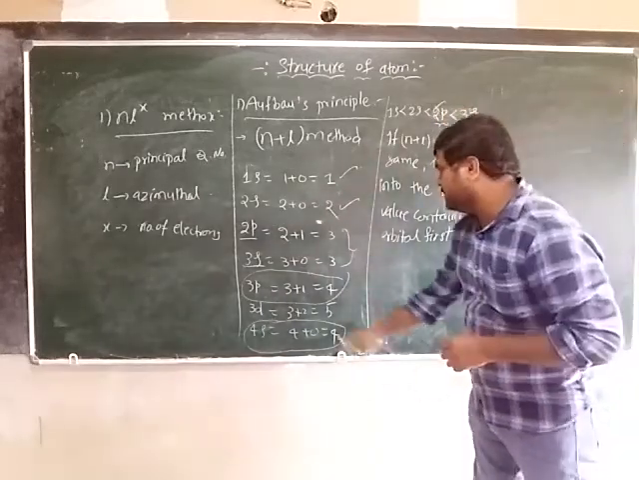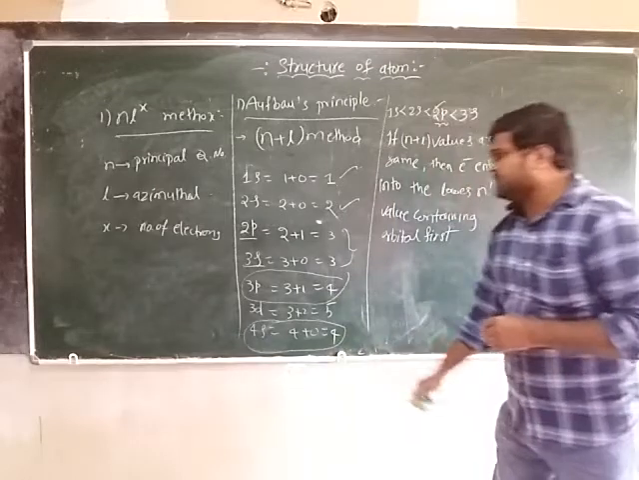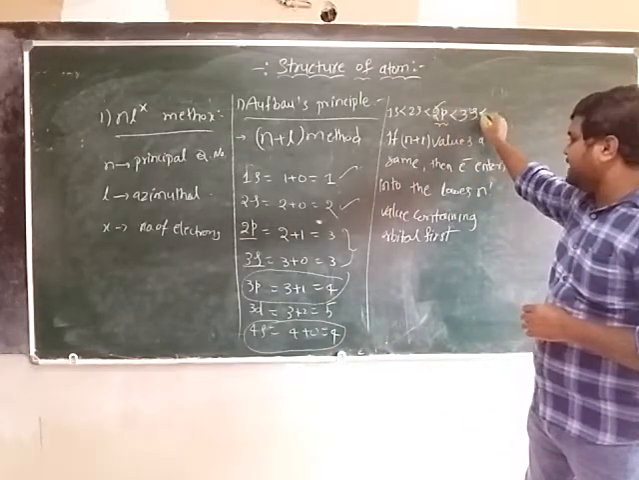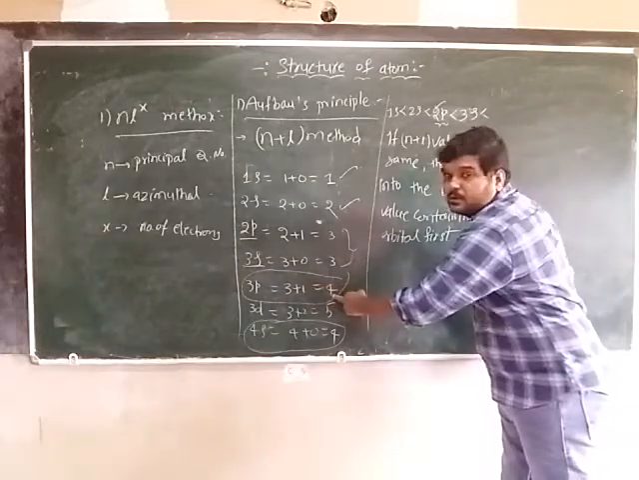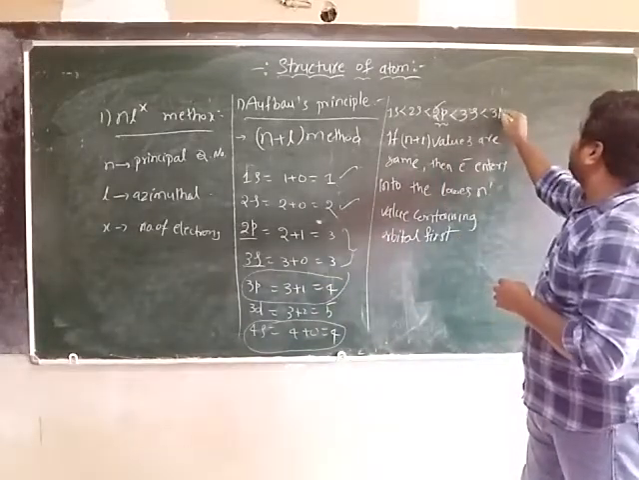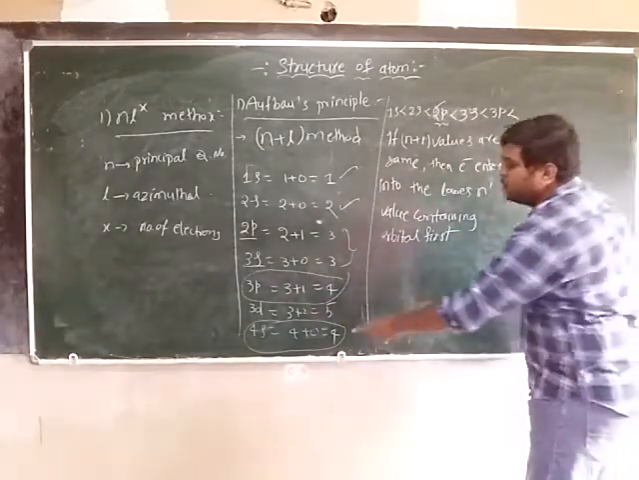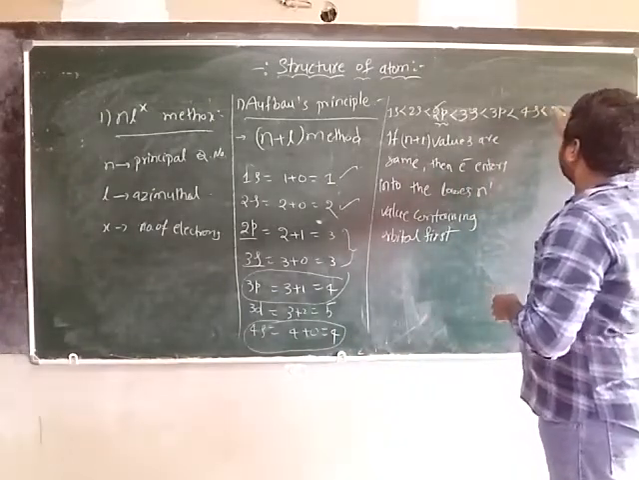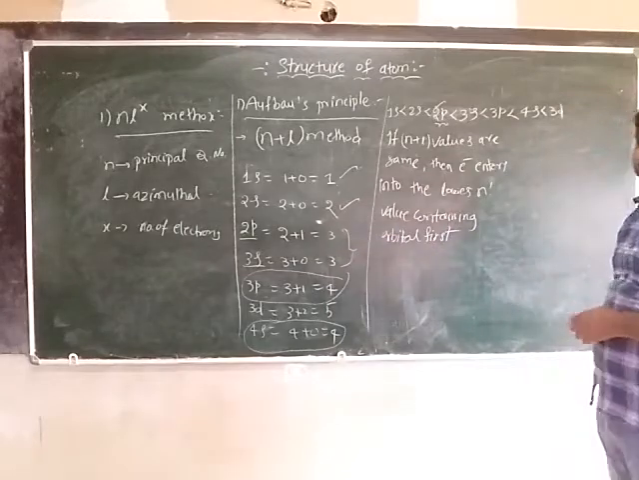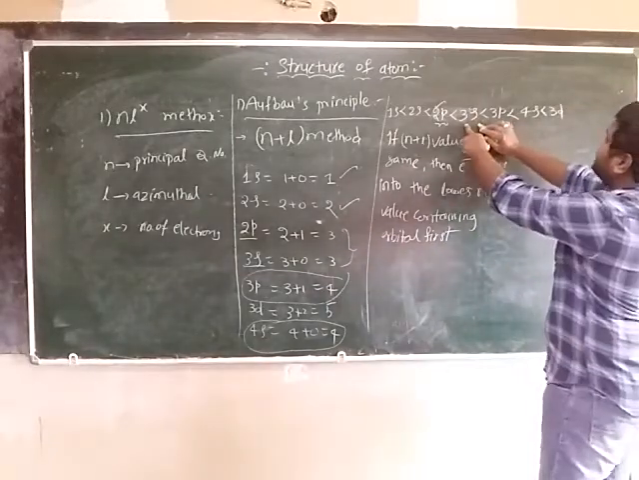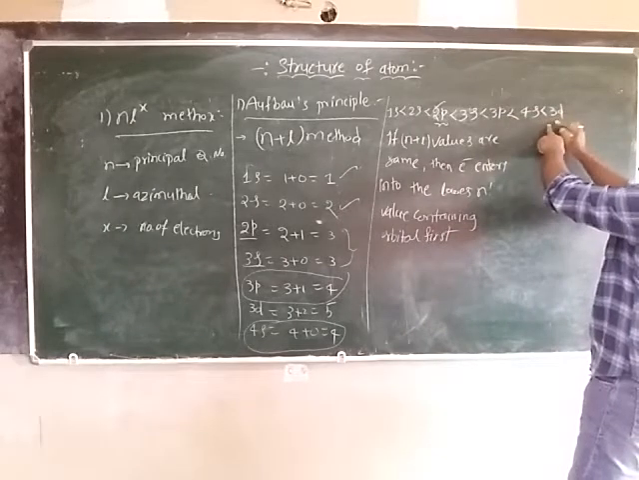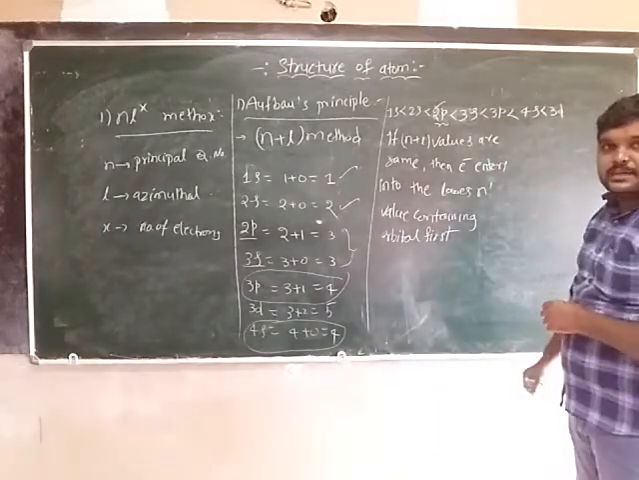Next here 3p, 4s. So 2s, 2p. Next it enters the 3 plus 1, so 3p. Next it enters the 4s. Yes or no? Next 3d. Why? Because 3s, 3p, next 4s, next it enters into the 3d. All of you will understand here.